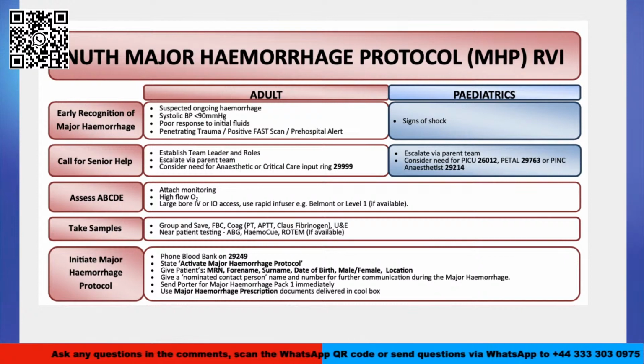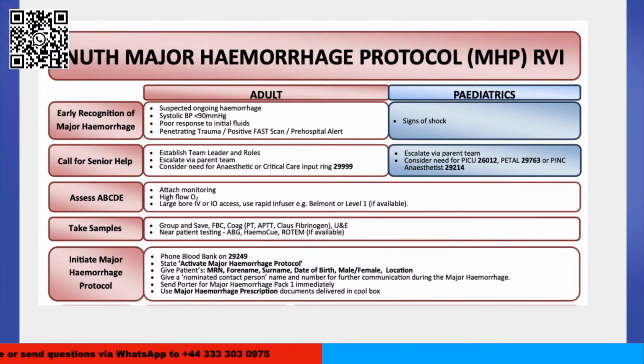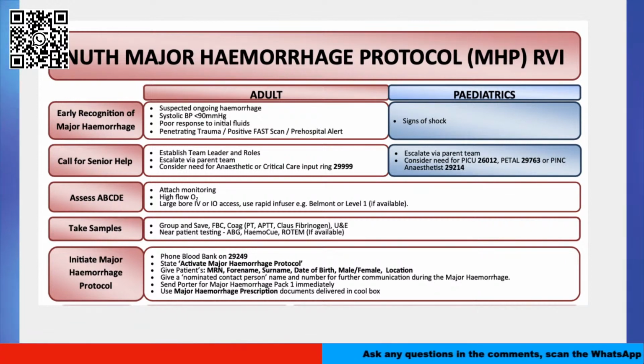Once you've recognised that major hemorrhage is happening, it's important to let the blood bank know. Within this trust, we would ring the blood bank and tell them that we need to start the active major hemorrhage protocol, but every hospital will be different. So whatever you need to do to alert the blood bank that you're going to be needing a lot of blood, and make sure that you have someone who's able to get it for you. So as part of our protocol, we have a porter who will then be solely devoted to getting blood from the blood bank and bringing it to the patient.